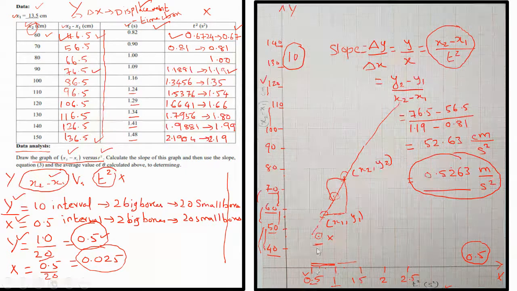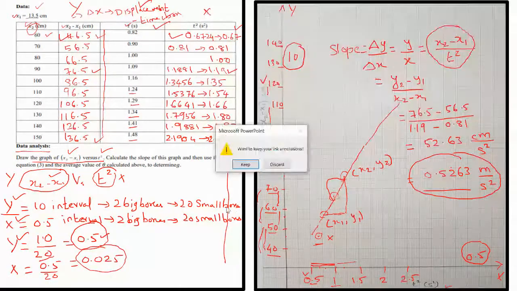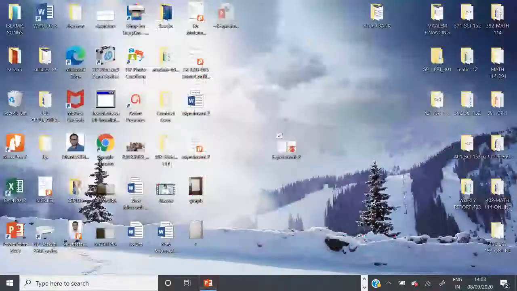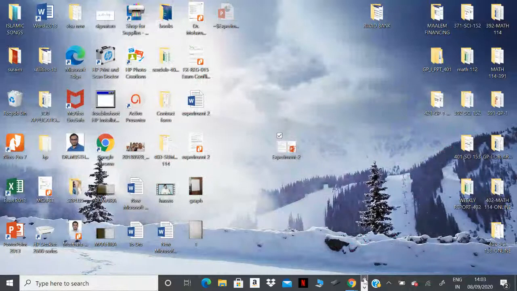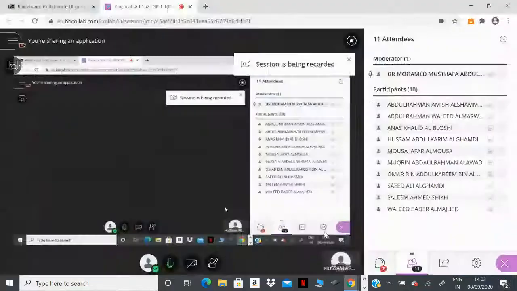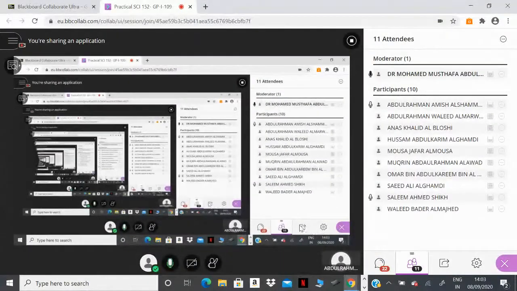Clear? Clear. So any other question, brother? I think right now we have 10 students in a class. If you have any doubts, please clear your doubts. Inshallah, next week we will come to the lab only for doing the experiment, not for drawing the graph. I think here 10 students: Abdurrahman, 2 Abdurrahman, Anas, Huzam, Musa, Mugrim, Omar, Saeed, Salim, Walid. Is it clear for you? Yes. Clear. Very good, brother.